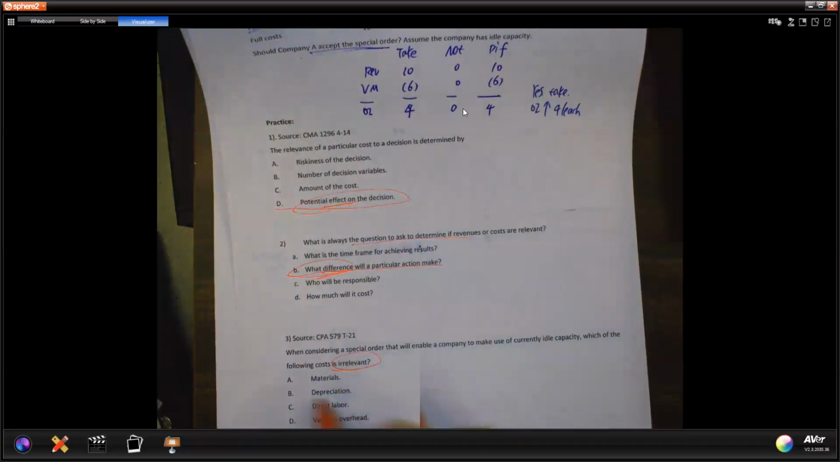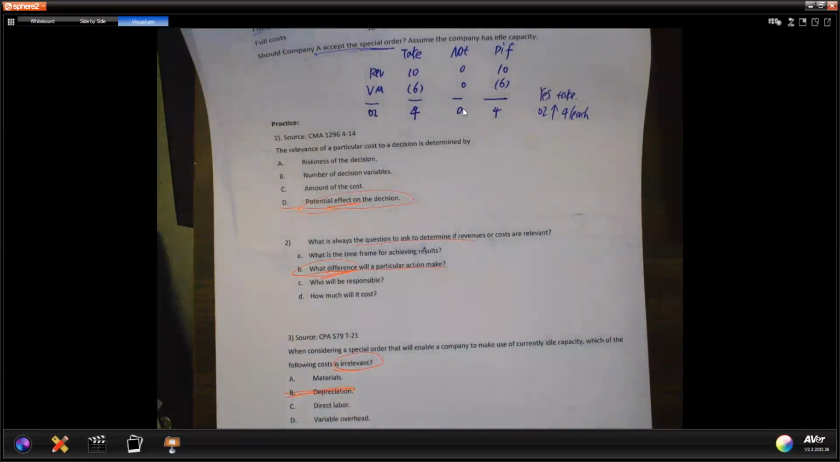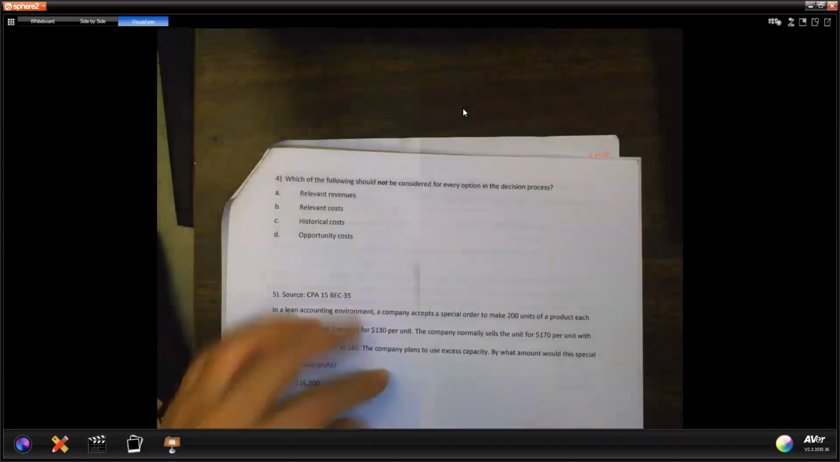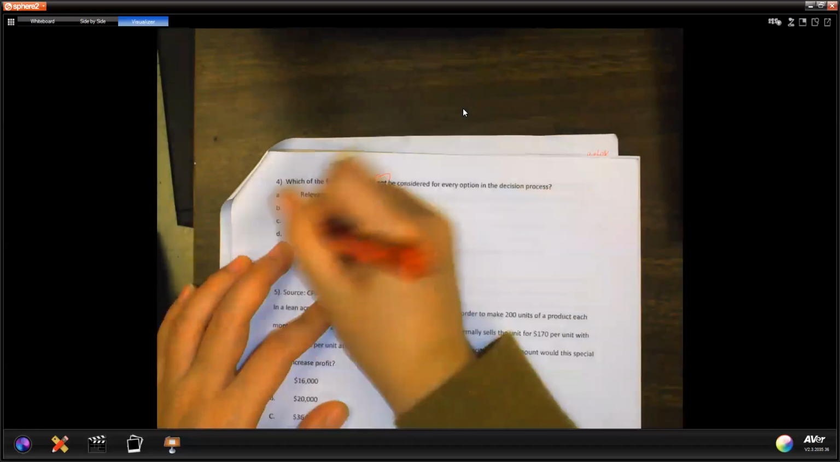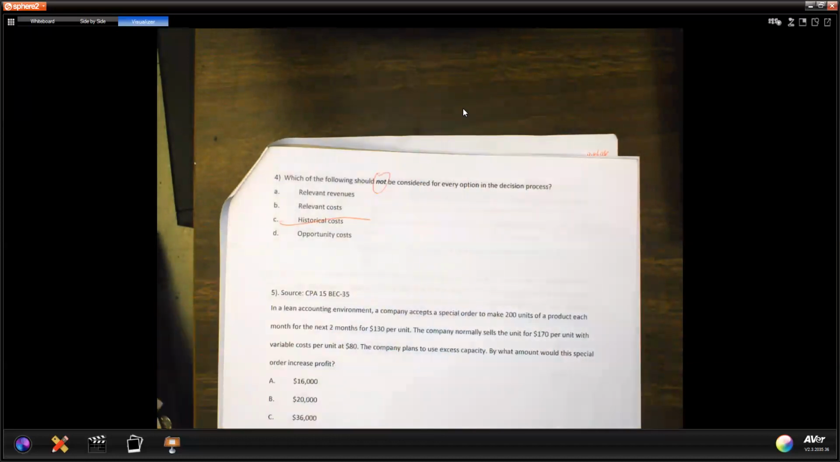And then the next one, we said depreciation expense is irrelevant because it's related to our purchase cost, and most likely your depreciation expense is fixed if you do straight line. So every year you allocate $20. No matter whether you take my order or not, the depreciation expense should be fixed, constant. Next one, which one shouldn't be considered? We said it is historical cost.